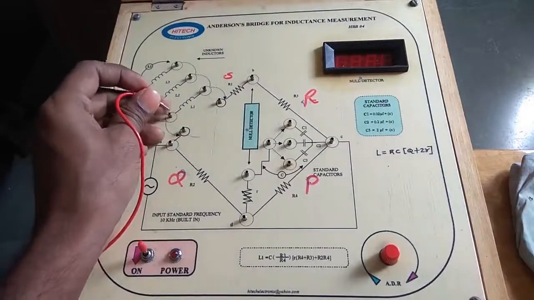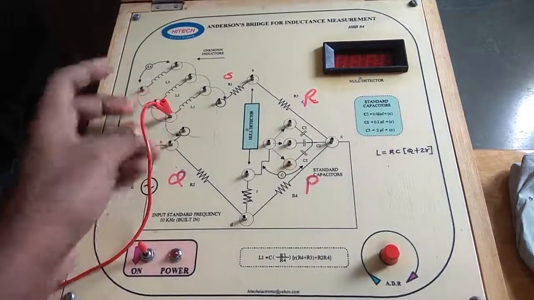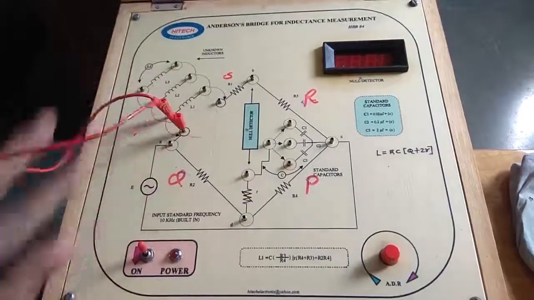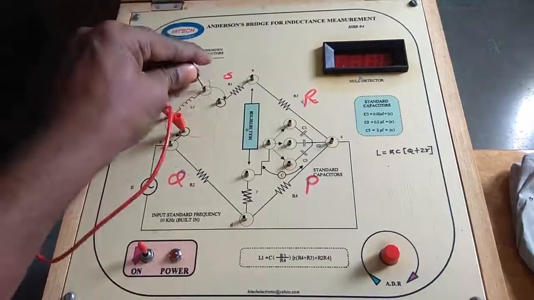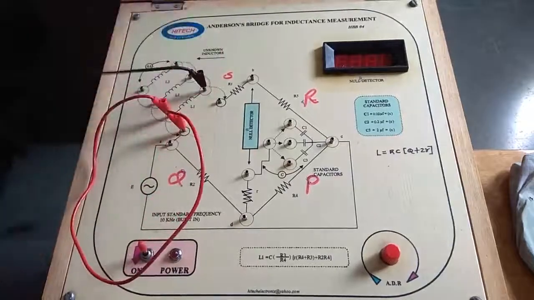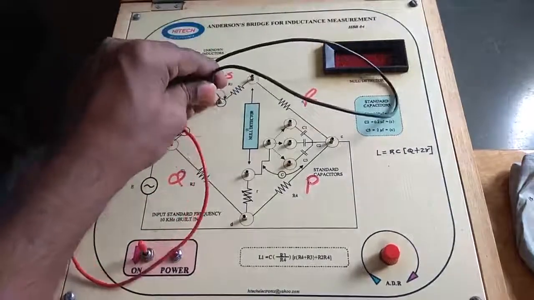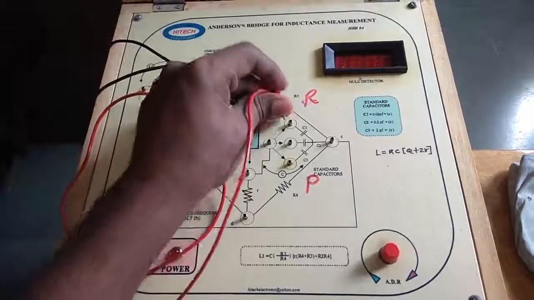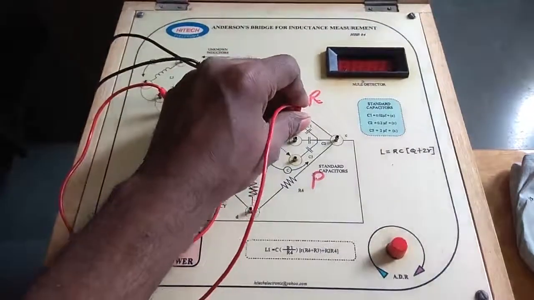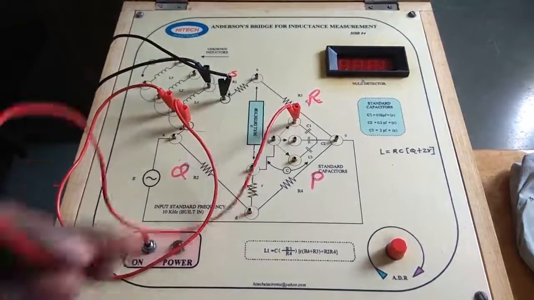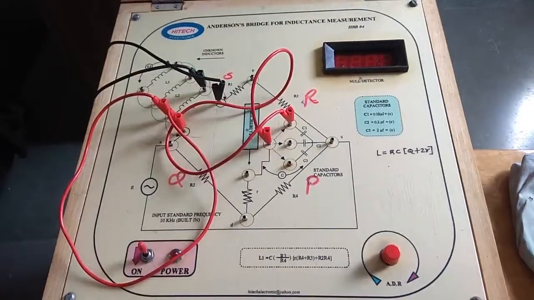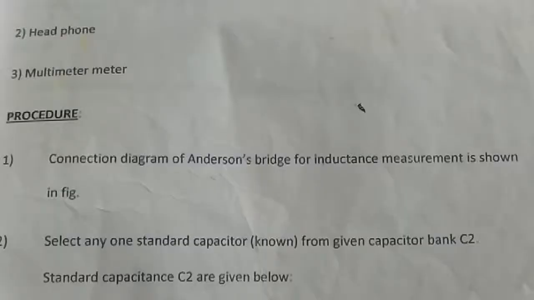Now we will start the circuit connection. We will connect inductor L1 to the circuit with the help of the patch cord, and now capacitor C1 also to the circuit. Now our connection is ready. Procedure.